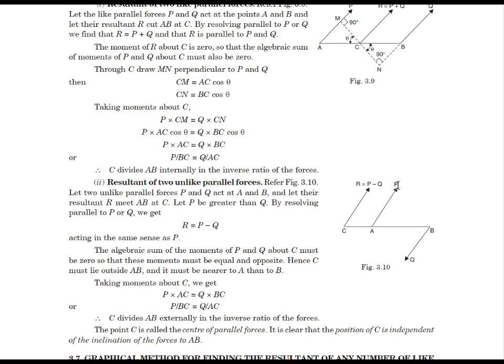The second case is the resultant of two unlike parallel forces. In this figure 3.10, the force P is acting in one direction, and the force at B, that is force Q, is acting in the reverse direction, but both are parallel. Again, by taking into account the moments of force P and force Q, you can say that the point C in this case will be somewhere outside A and B.